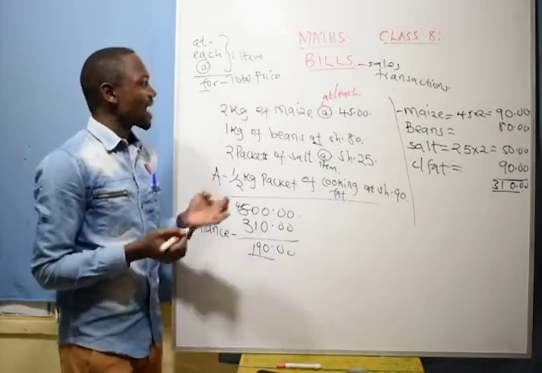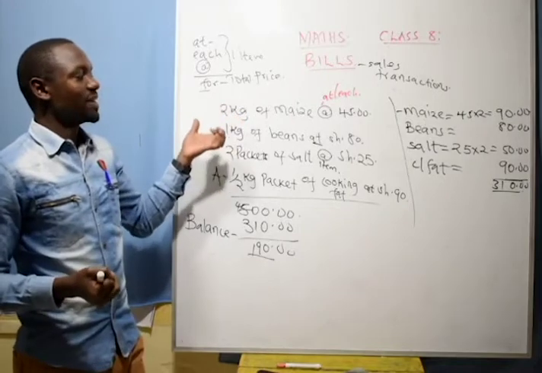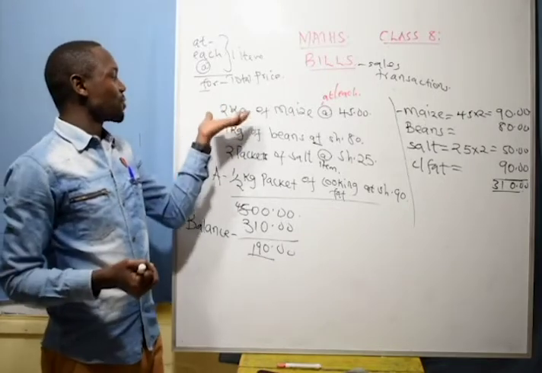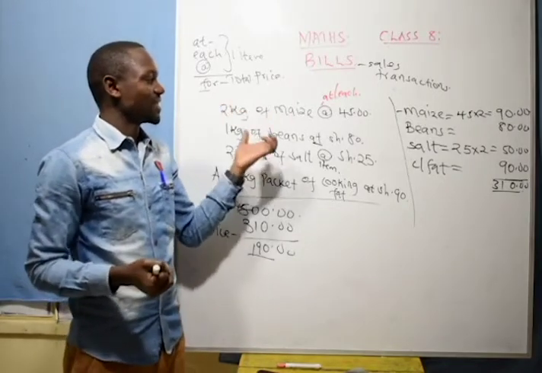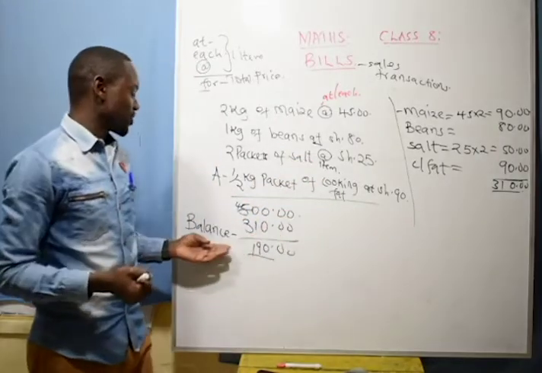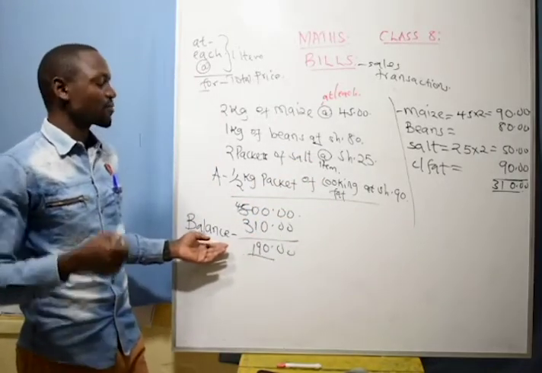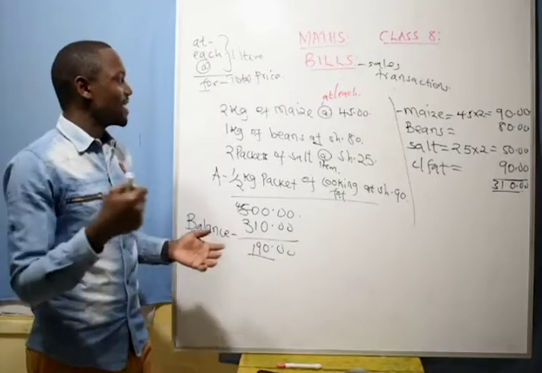So that is how you work out questions involving bills. Get the total price from the unit price. Then get the total bill. Then if you are told to get the balance, you subtract the bill from the amount of money given to the shopkeeper.